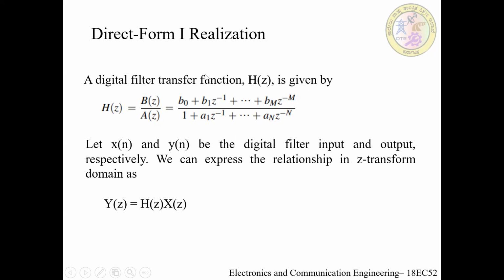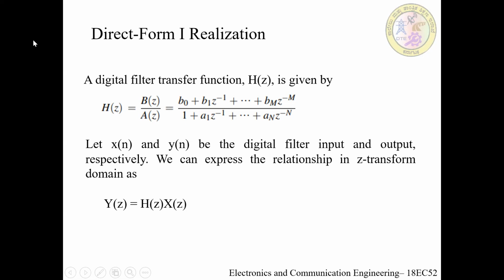That representation, when Z transformed into the Z domain, we call the transfer function, that is H of Z, given by B of Z by A of Z, that is equal to b0 plus b1 into z raised to minus 1 plus b2 into z raised to minus 2, etc., up to bm into z raised to minus m, divided by 1 plus a1 into z raised to minus 1 plus a2 into z raised to minus 2 plus a3 into z raised to minus 3, up to an into z raised to minus n. So this is in the Z domain.